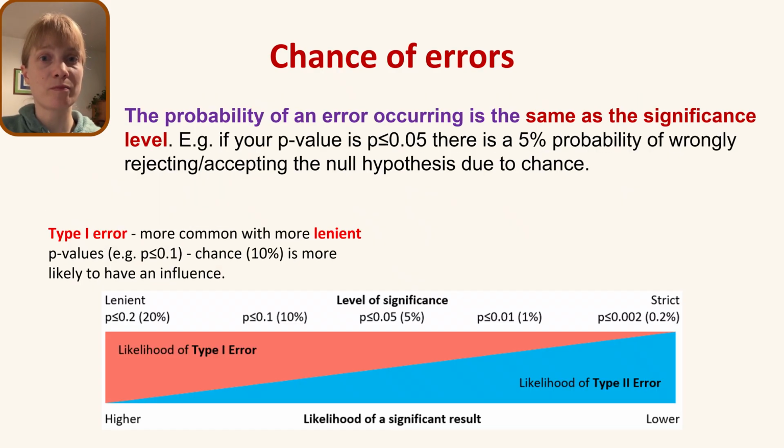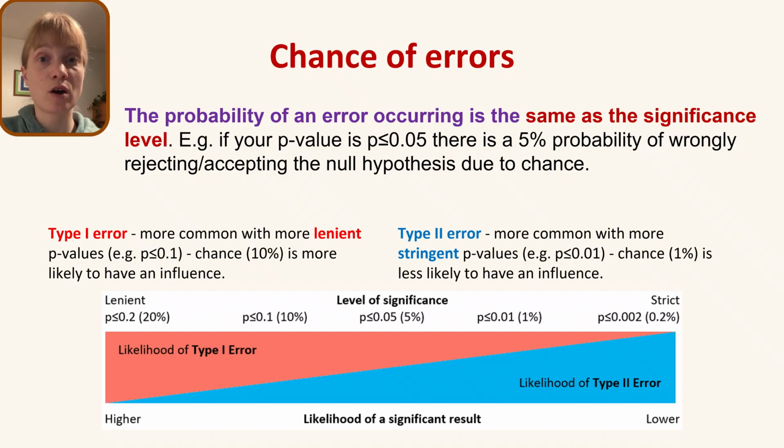The probability of making an error is actually directly linked to the significance level chosen for the test. If a test is carried out at p ≤ 0.05, there's a 5% chance of rejecting or accepting the null hypothesis wrongly. Type 1 errors, so wrongly rejecting the null hypothesis, become more likely when using more lenient significance levels, such as p ≤ 0.1, because the test allows more room, 10%, for chance.